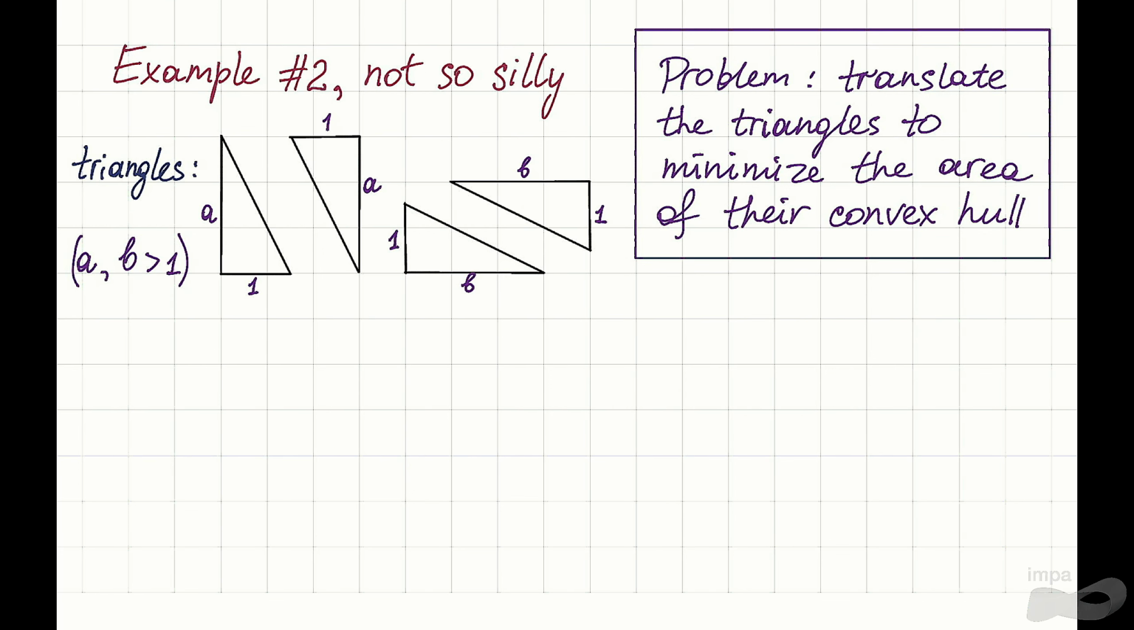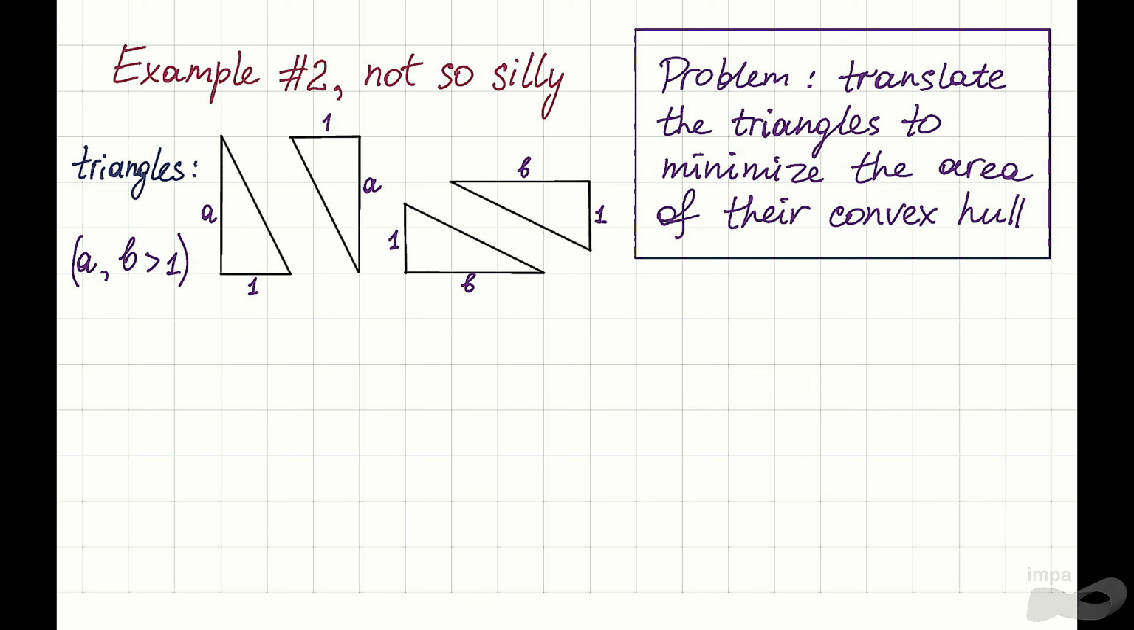Okay, so example number 2, not so silly. I give you 4 shapes. These are 4 right triangles. The first one has 2 sides adjacent to the right angle, 1 and a, greater than 1. The second one is just the negative of the first one. The third one is b and 1, b greater than 1. The fourth one is the negative of the third one.